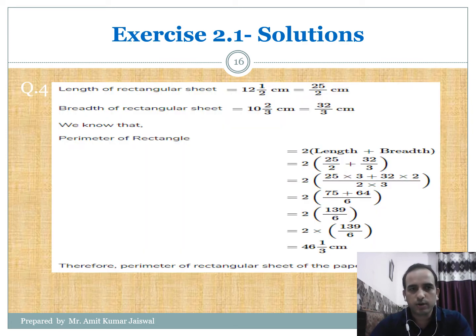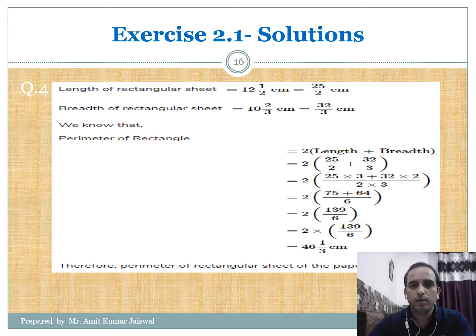Now next we have question number 4, and here we are supposed to find the perimeter of a given rectangle, where we have the length and breadth of the rectangle. So the length is 12 1 by 2, which we have to convert into an improper fraction. So 12 1 by 2 becomes 12 plus 1 by 2, and it becomes 25 upon 2. So 12.5 centimeter, so 25 upon 2 centimeter. 10 2 by 3 centimeter means 32 upon 3 centimeter, which is 10 plus 2 by 3.